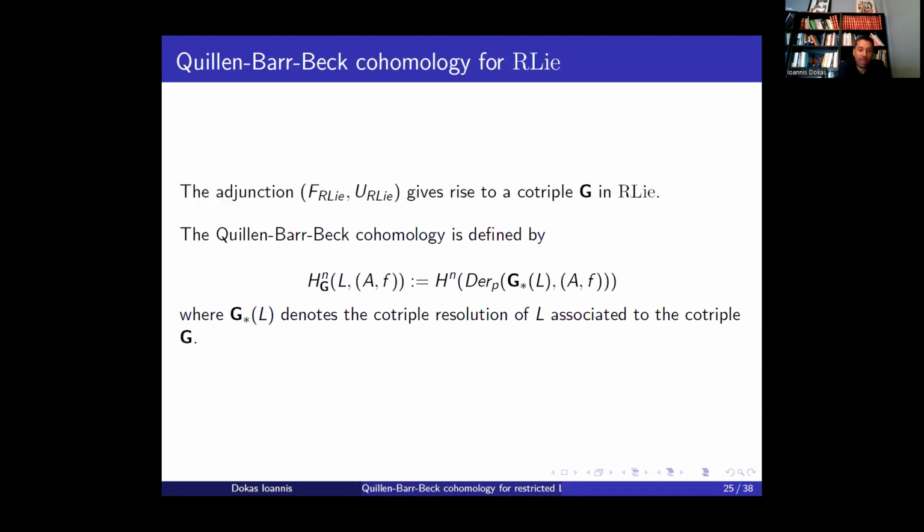So again, let me recall, we take L a restricted Lie algebra, and we use the cotripe to define a cotripe resolution of L. This is a simplicial object over L. Then we apply the derivation functor that we have just found. We obtain a cosimplicial object in the category of abelian groups, and then we take cohomology. So the question is, what kind of extensions are classified by this theory? And so that's the next paragraph.